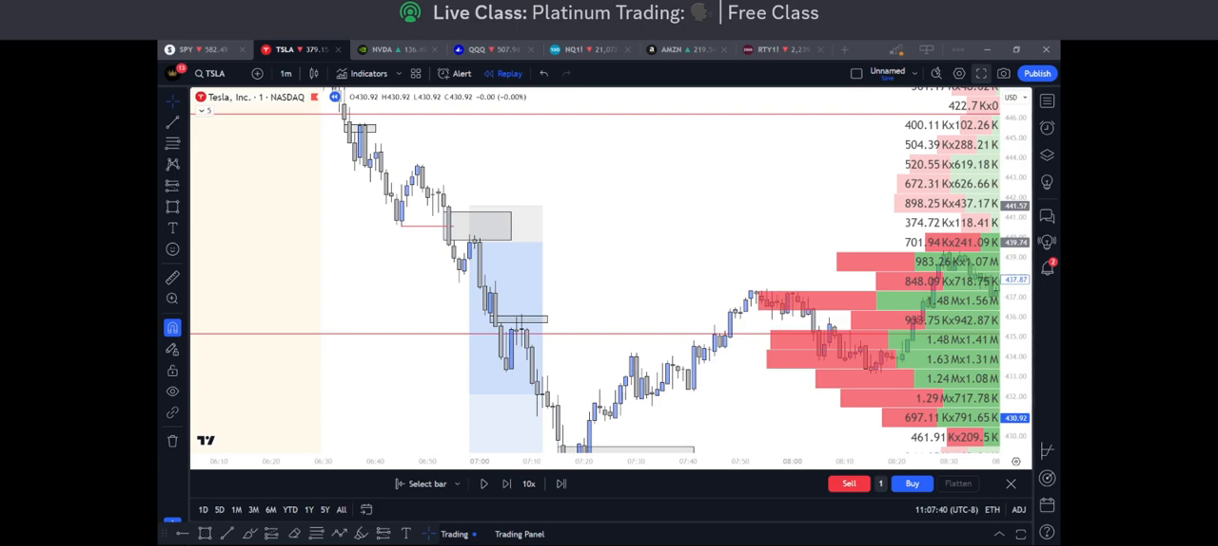When does market open for people outside of the US for stocks? It opens at 9:30 a.m. Eastern time, which you can just put into Google. It'll tell you what time that is for you.